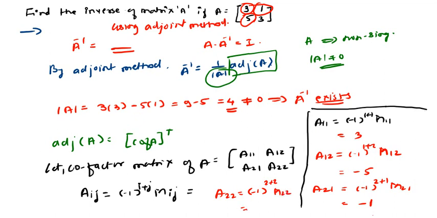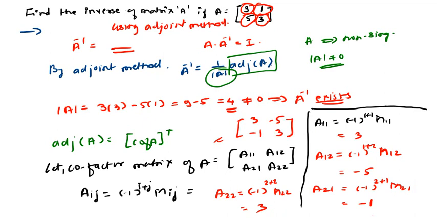Okay, minus 1 raised to 4 is 1, and M22 is the minor of the element A22, which is 3. So this will be value 3. So finally we get this cofactor matrix A: A11 is 3, then A12 is minus 5, then A21 is minus 1, and then A22 is 3. So this is our cofactor matrix.